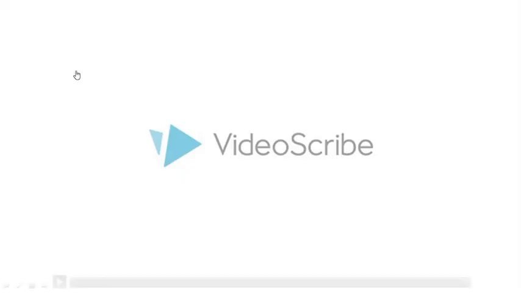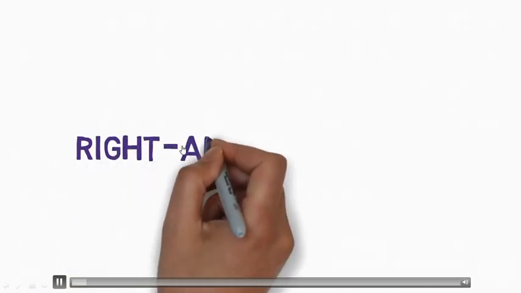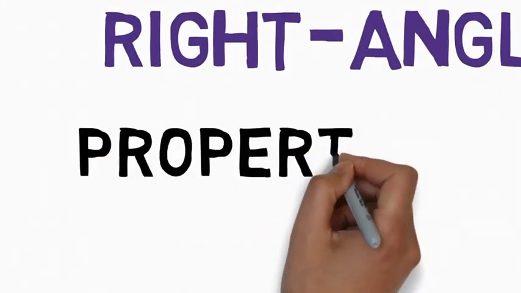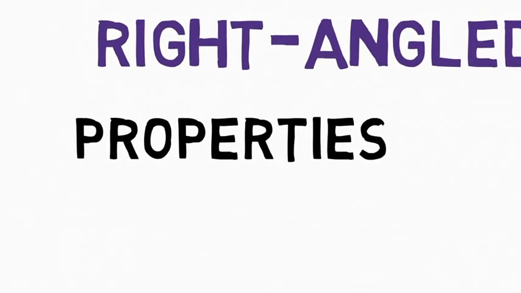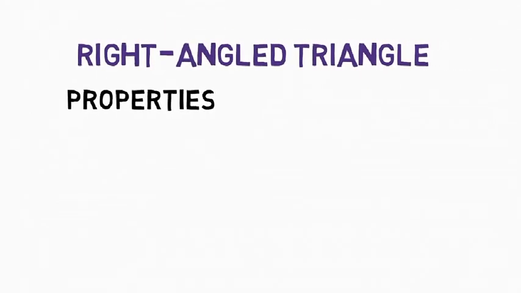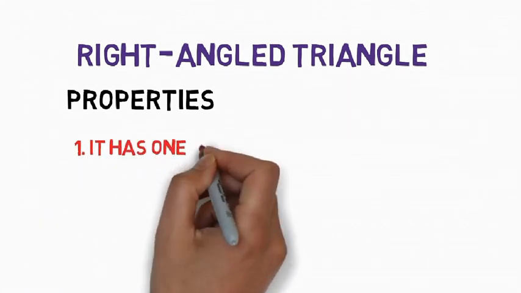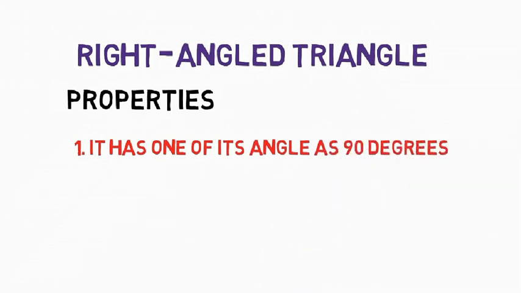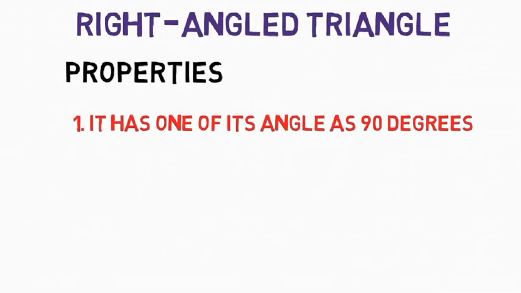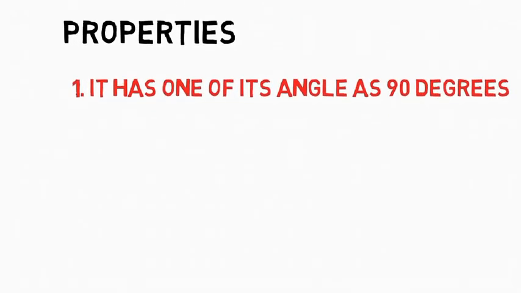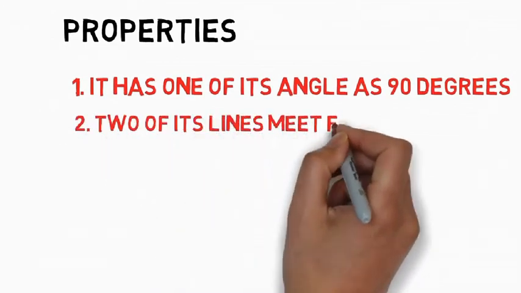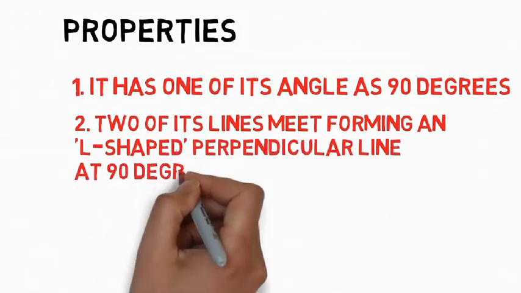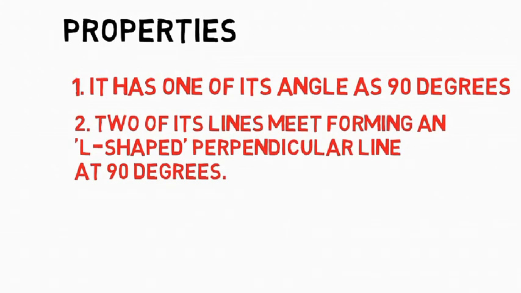Now, another type of triangle is a right angle triangle. When you hear the word right angle triangle, what comes to your mind is 90 degrees. This is a special type of triangle that has one of its angles as 90 degrees. Now, why 90 degrees? Therefore, this triangle must have two straight lines, because only two straight lines can make 90 degrees. So, two of its lines meet forming an L-shaped perpendicular line at 90 degrees.